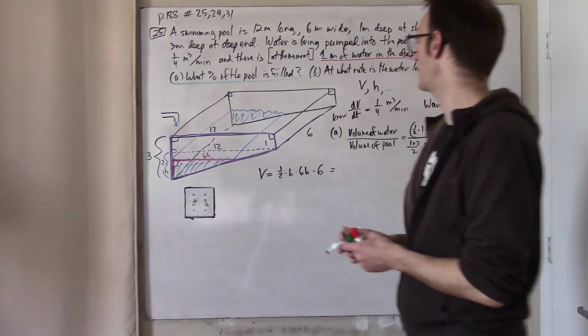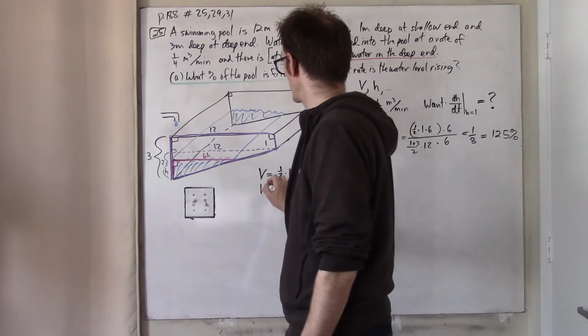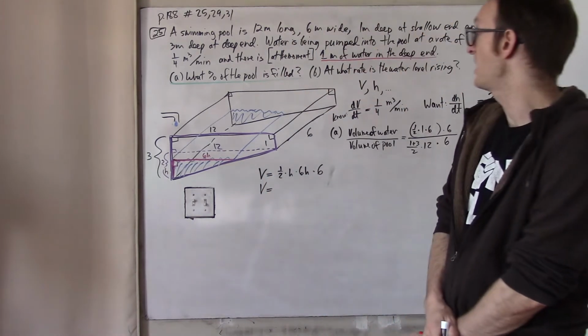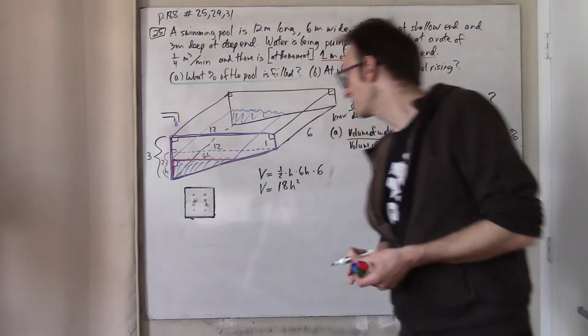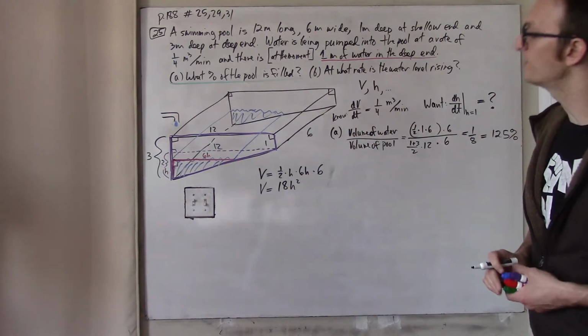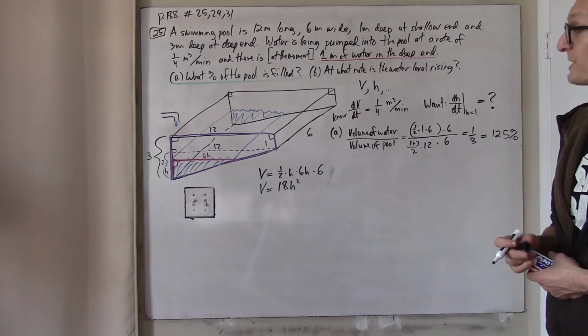And therefore, this seemed kind of hard, but then it just got sort of easy, right? What is the relationship between V and H? It's just V equals 18h squared. So give me the height of the water in the pool, and I can tell you what the volume is. Give me the volume, and I can tell you what the height is.